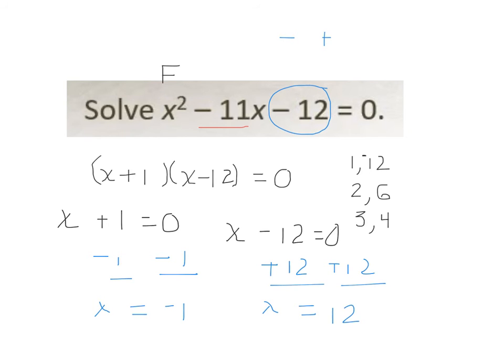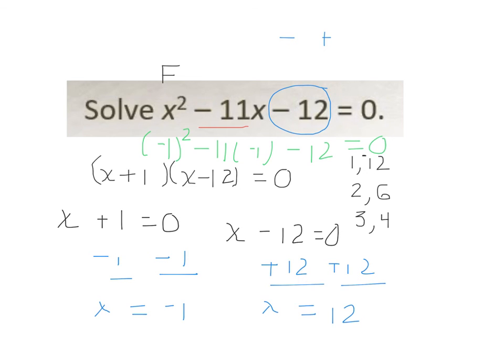Now to check them, we just go back up here to the original polynomial, and if I was checking negative 1, I'd plug the negative 1 in for x and see if it works. We'd have negative 1 quantity squared minus 11 times negative 1 minus 12. And we want to see if that equals 0. Well, negative 1 squared is 1. Negative 11 times negative 1 is 11, so 1 and 11 add up to 12, and 12 minus 12 is 0. So the negative 1 works.